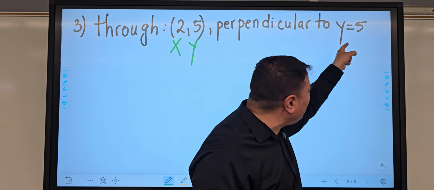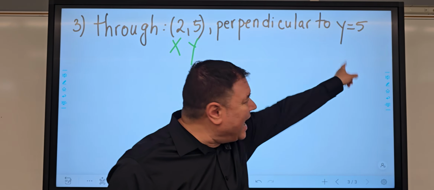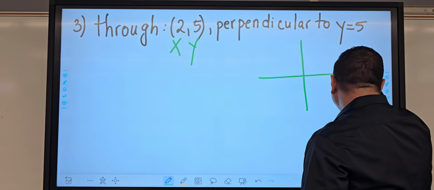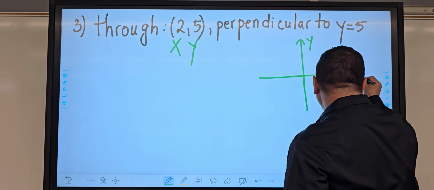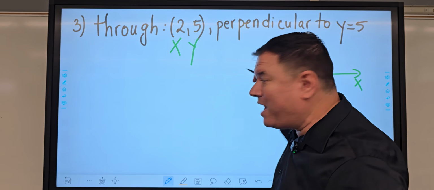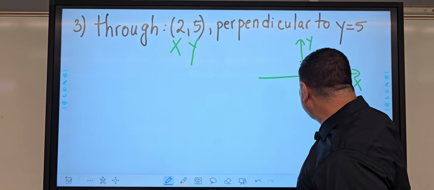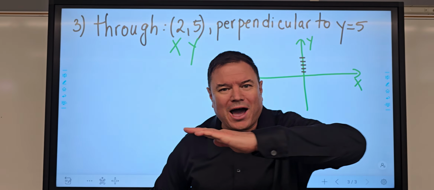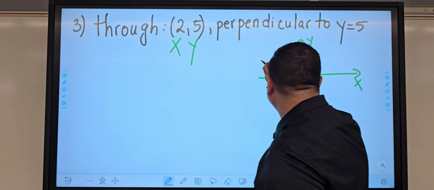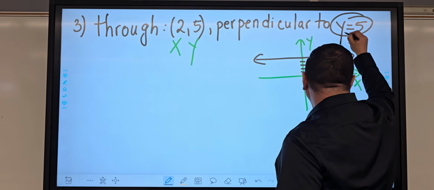Anytime you have y equals a number, or x equals a number, we have to graph that first. So let's graph y equals 5 to see how it looks. So we have here the y, the x, and remember, y equals 5 means we are going to the 5 on the y-axis, 1, 2, 3, 4, 5, and because y equals 5, the line is going to be horizontal. Remember, slope is 0.